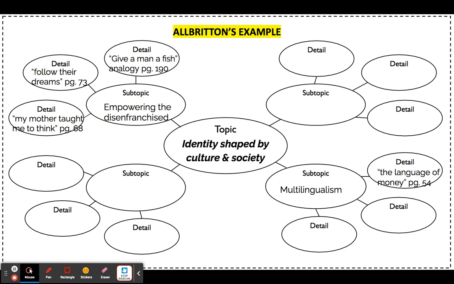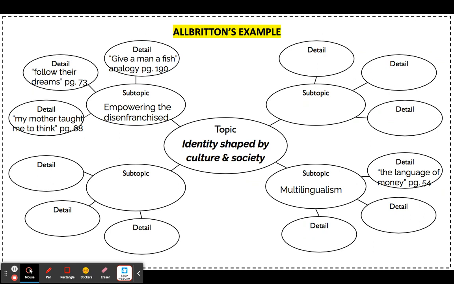So the topic is going to be the same for everybody. This week we're looking at our first essential question, how identity is shaped by culture and society. So from that topic, you need to think about what are some subtopics, some things that build up to that. So the first one I started with is empowering the disenfranchised.